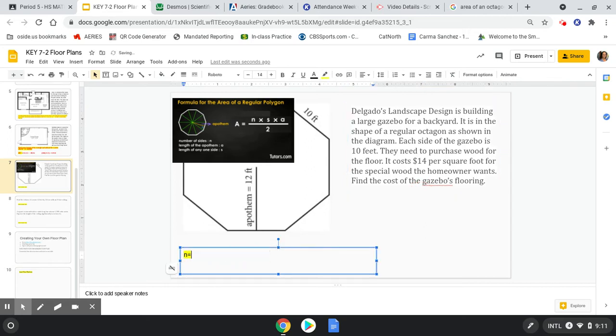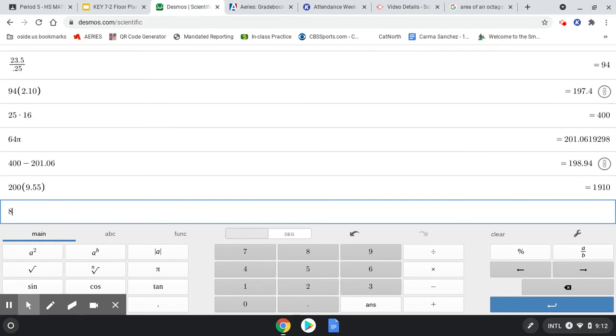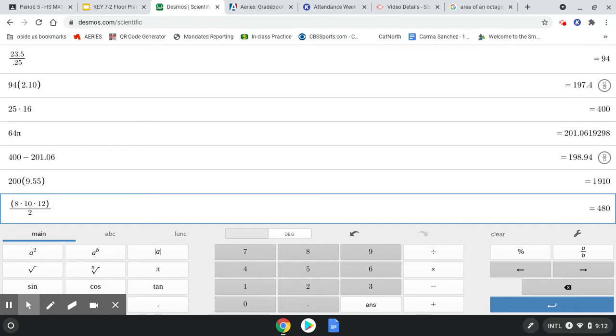So n, number of sides, is equal to 8. The apothem is given to us as 12, and the side length is given to us in the image as 10 feet, okay? So now we're going to plug this all in for area is equal to all of those things multiplied. The 8 times the s times the apothem, and all of that is going to be divided by 2, and that's going to give us the area. So 8 times 10 times 12 is going to be 960, divided by 2, which is 480.